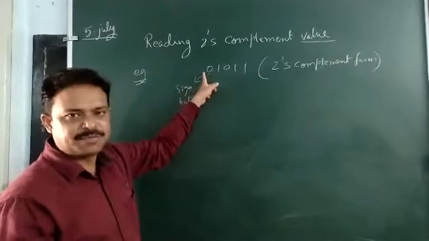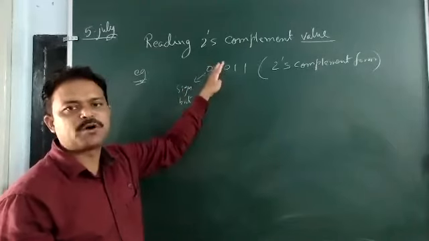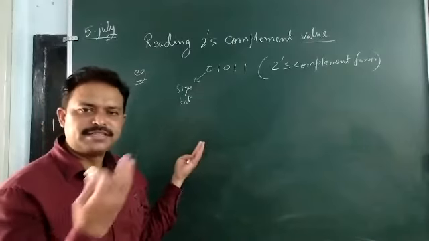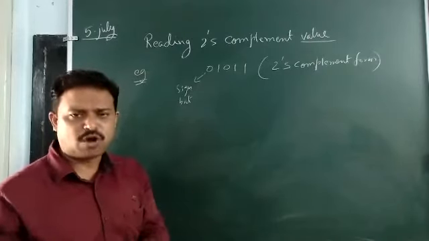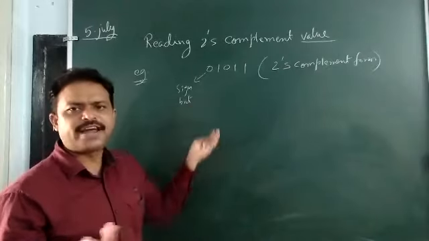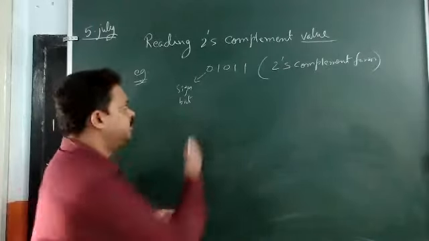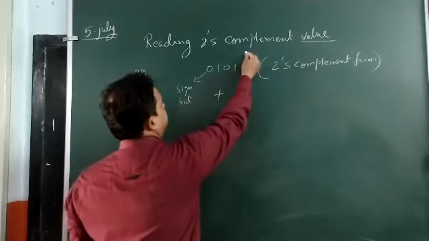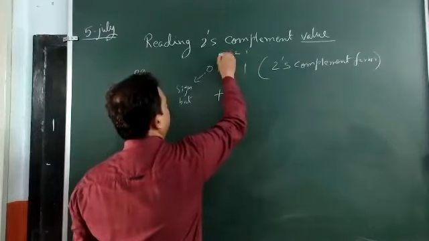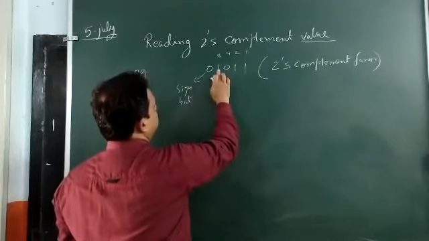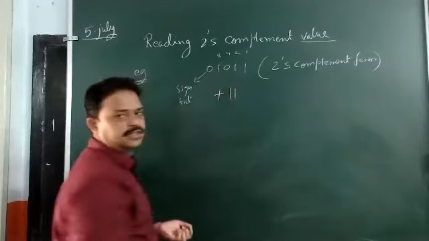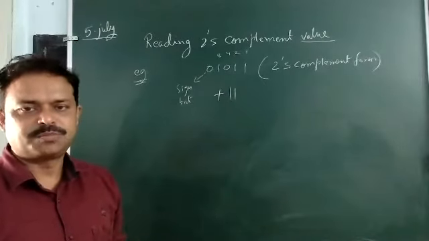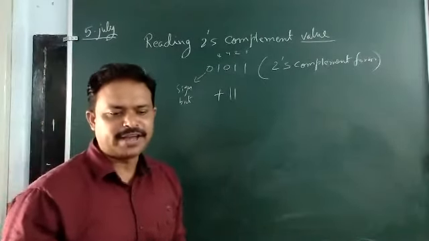Since 0 has been written here, one thing is very clear. It is a positive value. No doubt whether it is in sign magnitude or 1's complement or 2's complement, a positive value we can read directly. Write down the series 1, 2, 4, 8. This is the sign bit. So 8 plus 2 is 10, plus 1 is 11. It is nothing but plus 11. So a positive value we can read easily.